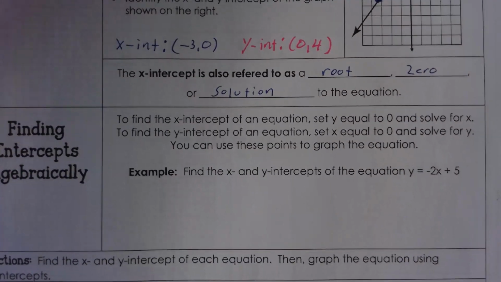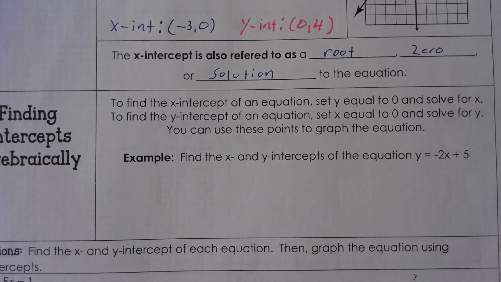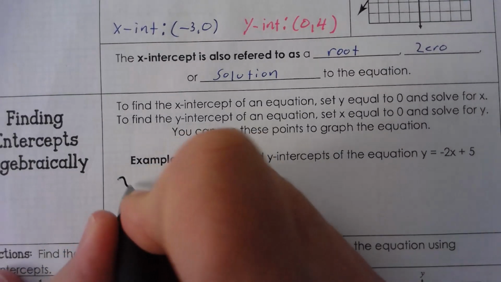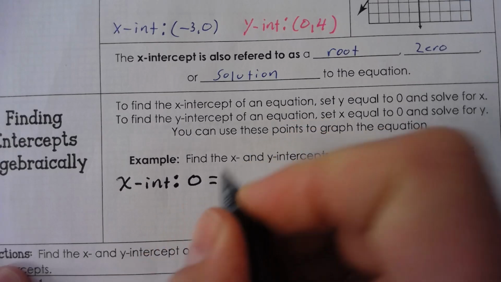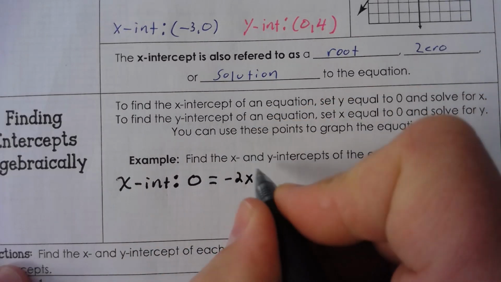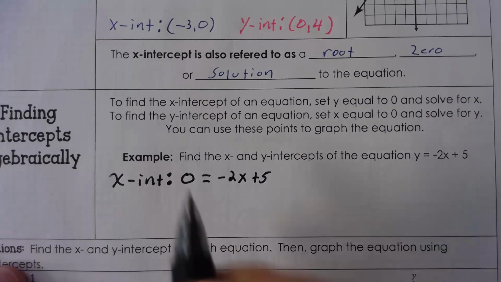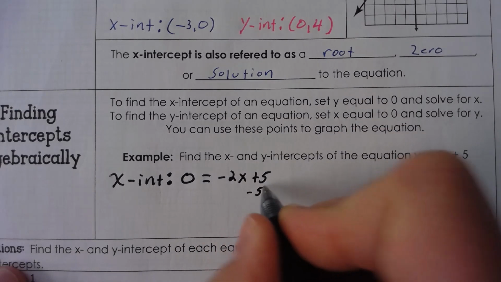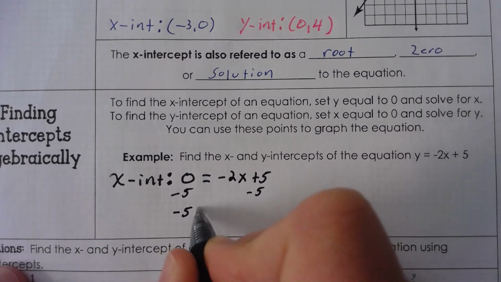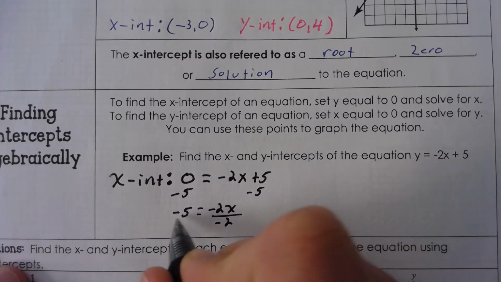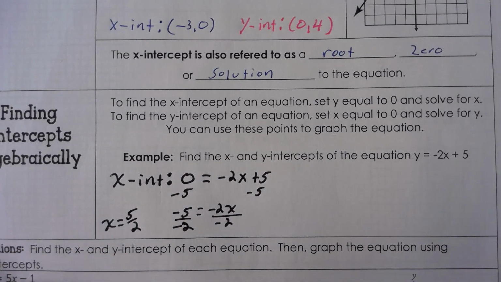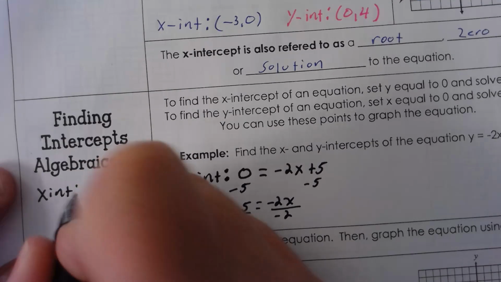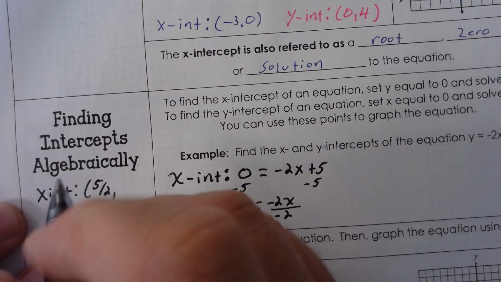So you don't always need a graph to find your x and y intercepts. All you need to do is remember that if you want to find the x-intercept, you're going to let y equal 0. So 0 is equal to minus 2x plus 5. This equation is coming from right here, right? Now let's solve it for x. We'll subtract 5 from both sides, and I have negative 5 is equal to negative 2x. Divide by negative 2, and x is equal to 5 over 2. So my ordered pair for my x-intercept is x equals 5 halves and y is equal to 0.